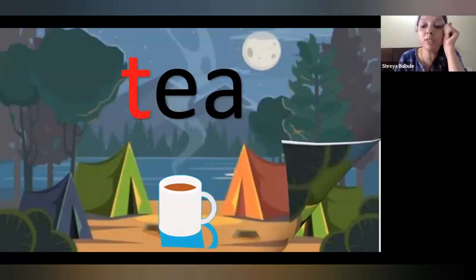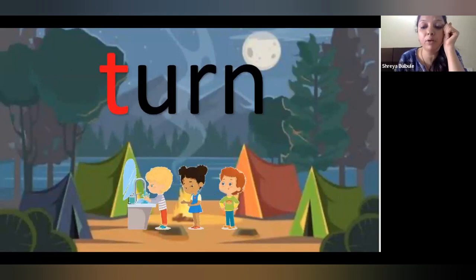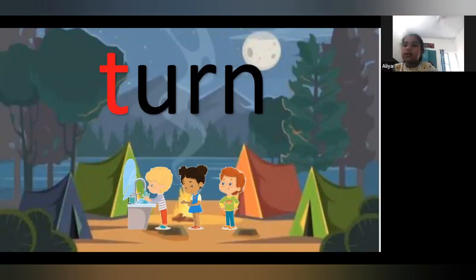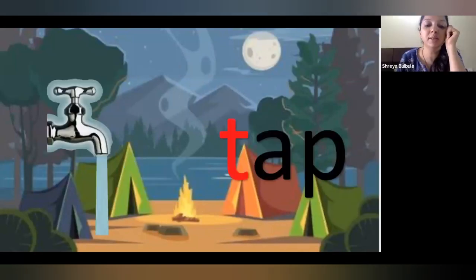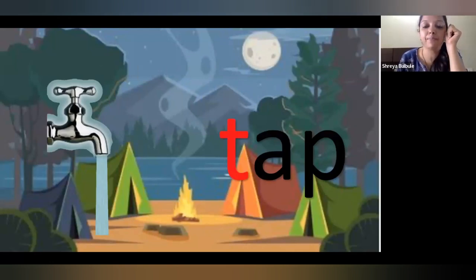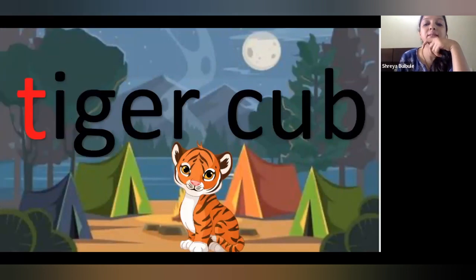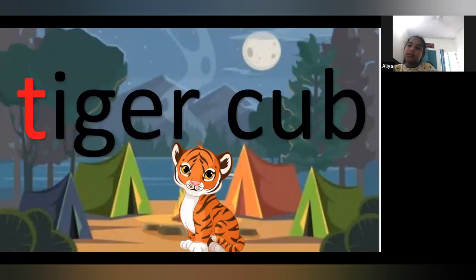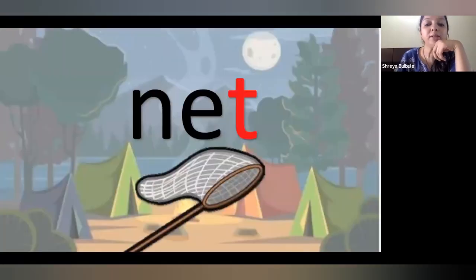Now keep down your scissor and your paper. Look at the screen. What is this? They're waiting for the turn to come. They were washing hands. No, this is a tap. Tap. It's a tiger cub. Tiger cub. Can you think of some more new words with the T sound in it?